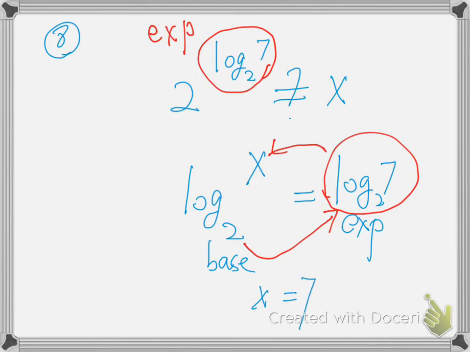So in my handout, I just write down a property. If you remember this property, you can get the answer to number 7. If you don't, just use this idea: change log form to exponent form, and change exponent form to log form.